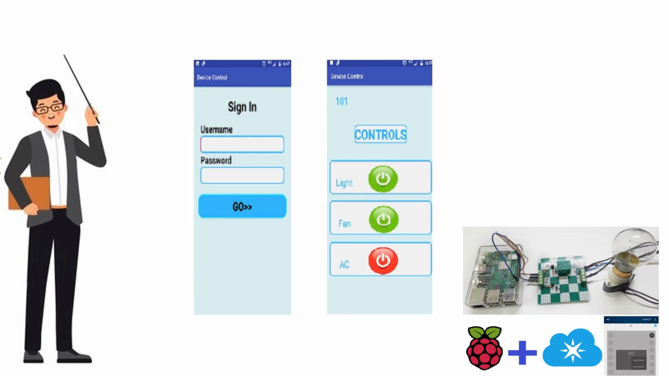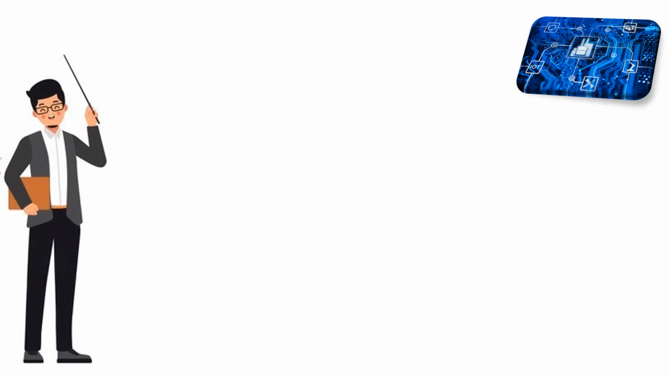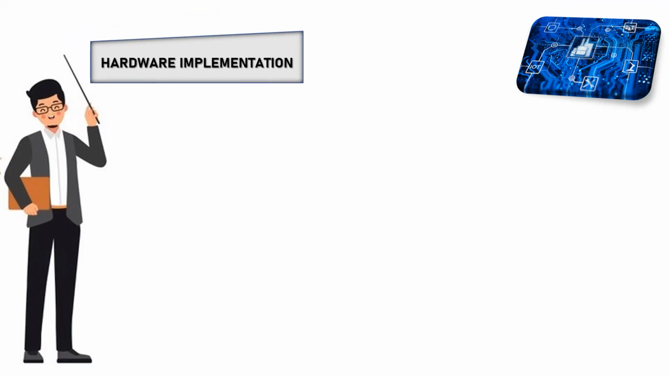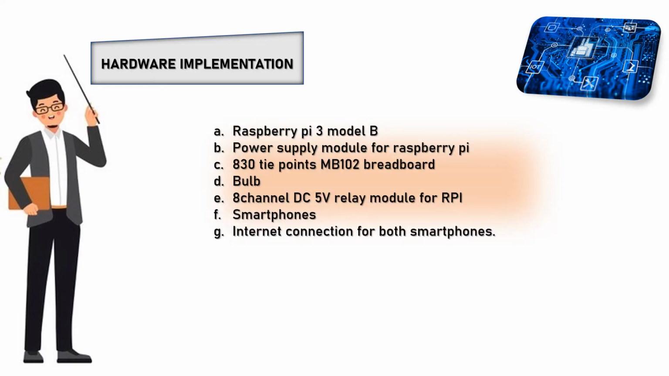Now, we see how it works under hardware implementation. 2. Hardware implementation. The core of the premise automation system consists of a Raspberry Pi 3 model. The integration of electronic components into the Raspberry Pi. For hardware implementation, some of the electronic components we need are: A. Raspberry Pi 3 model B.